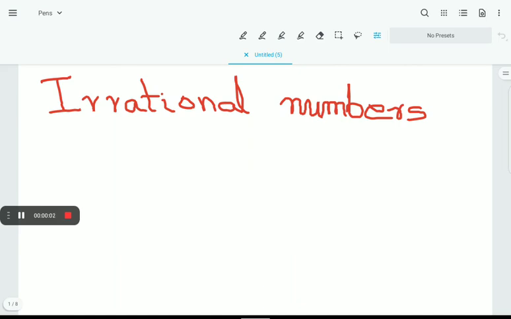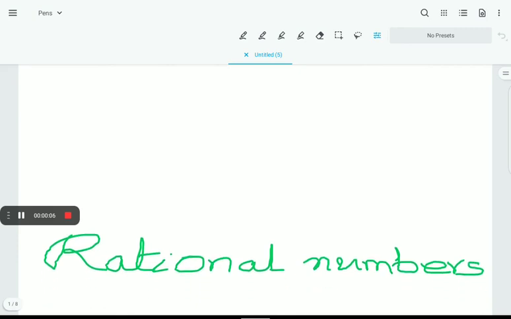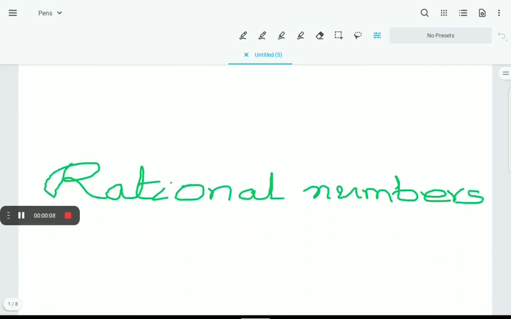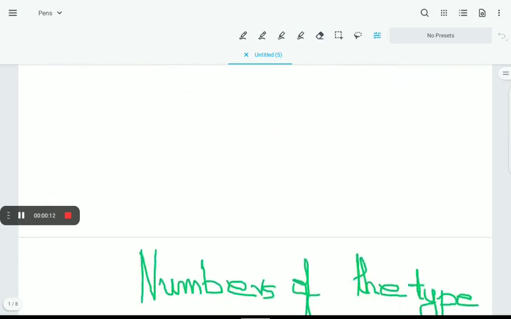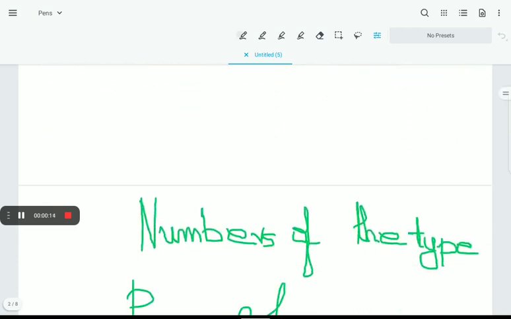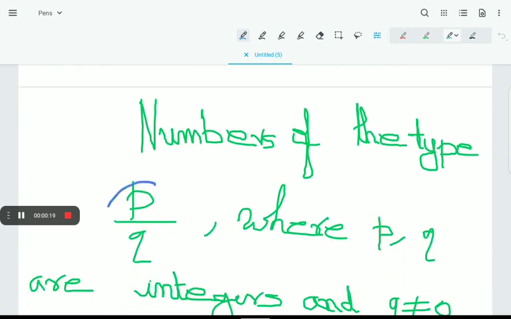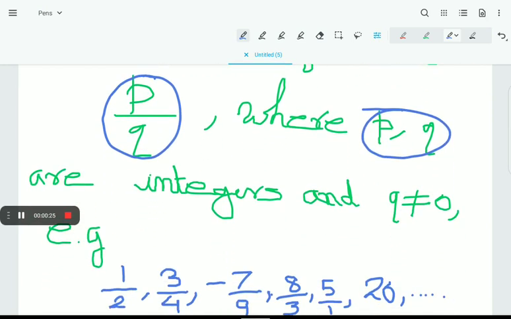Let's ask this question: what are irrational numbers? Before answering this question, let's try to ask what are rational numbers? Well, these are the numbers of the type p by q, where p and q are integers and q is not equal to 0.